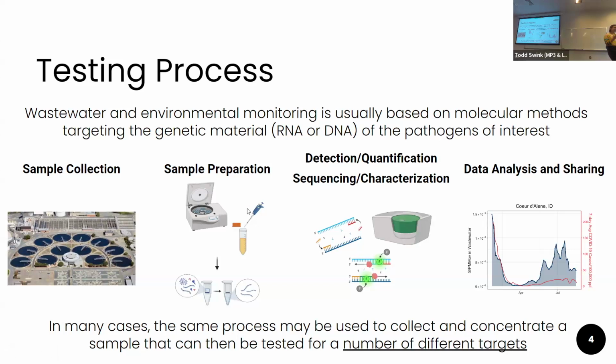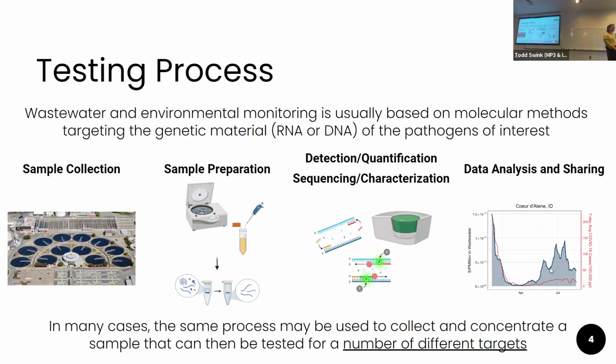The sample's prepared and the nucleic acids are extracted, and then we do detection and quantification. The thing that I use most in my group is droplet digital PCR to look for particular regions of the genome that are unique to that pathogen, to detect it and quantify how much of it is present in the sample. We also do sequencing to help characterize the sample. So we do a lot of sequencing for COVID, for example, to look at what different SARS-CoV-2 variants are represented in wastewater. And then we analyze the data and share it.